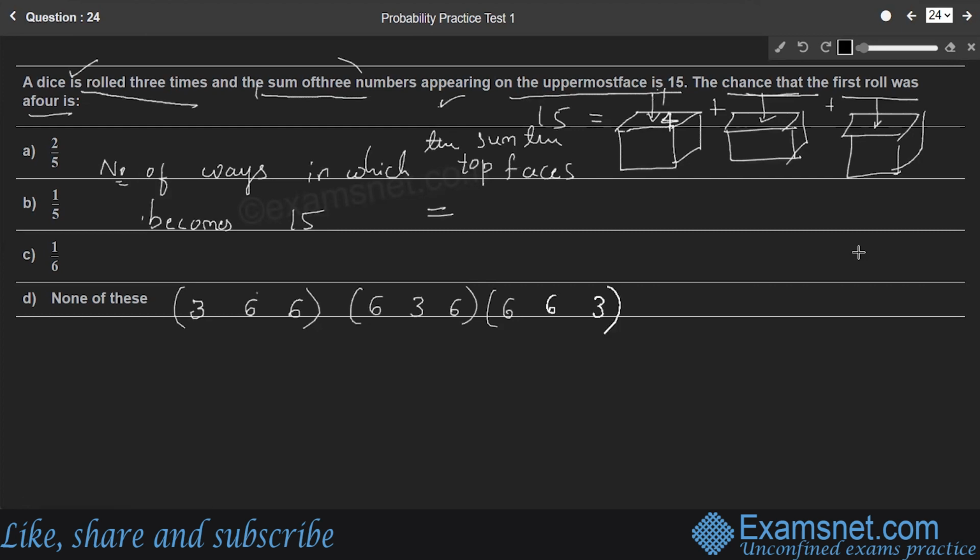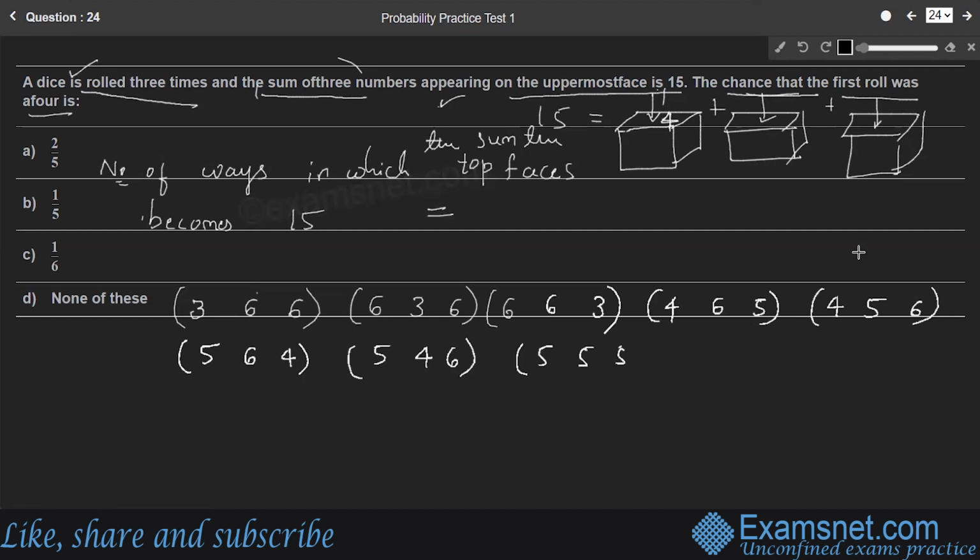Right? Now we'll consider the number from 4. So 4, 6, 5 can be a set. Then 4, 5, 6 can be a set, such that their sum is equal to 15. Then we'll start from 5. 5, 6, 4 can be a set. Then 5, 4, 6 can be a set. Then 5, 5, 5. So the top faces are 5, 5, 5. All the faces are the same, so that the sum becomes 15.